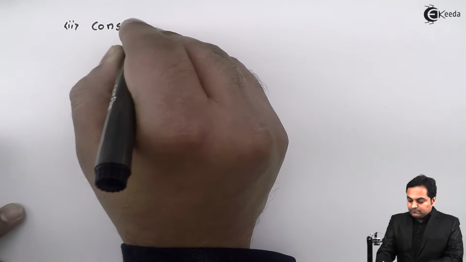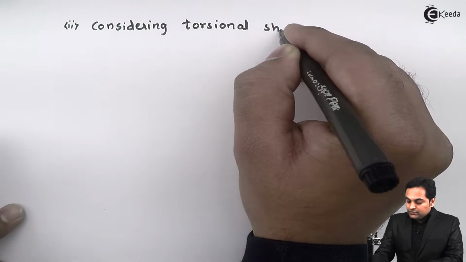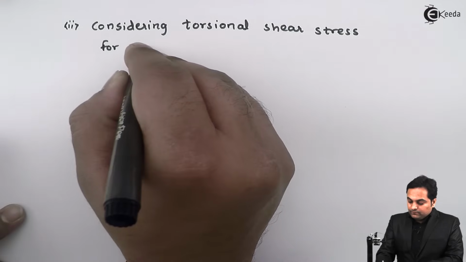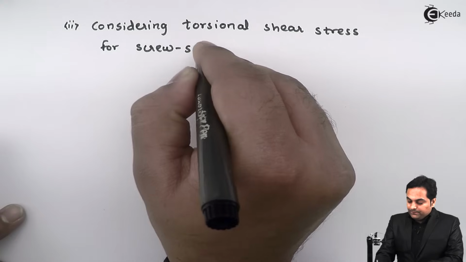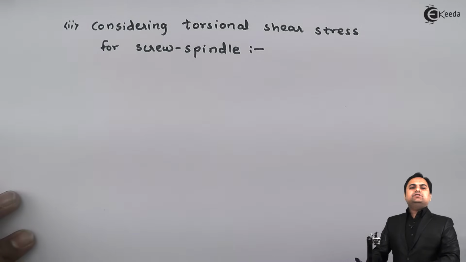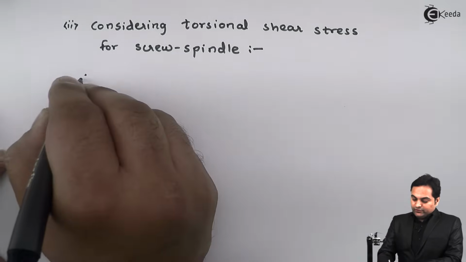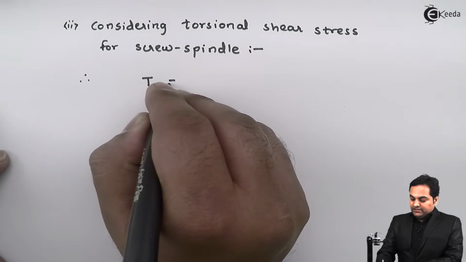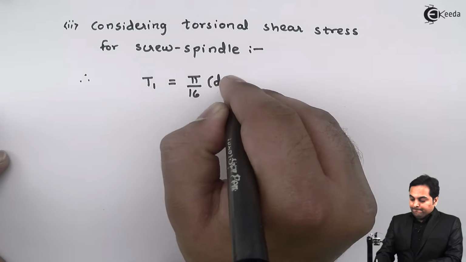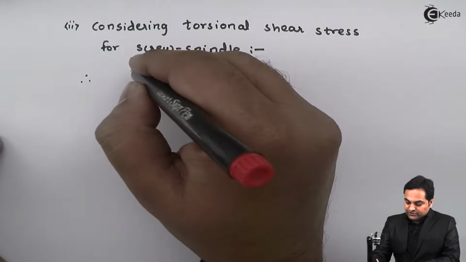So here I'll say, considering torsional shear stress for the screw spindle. Now when I am considering the torsional shear stress for the screw spindle, I know the formula of torsion. I'll say therefore T1 is equal to pi by 16 DC cube into tau. Here I have this equation.